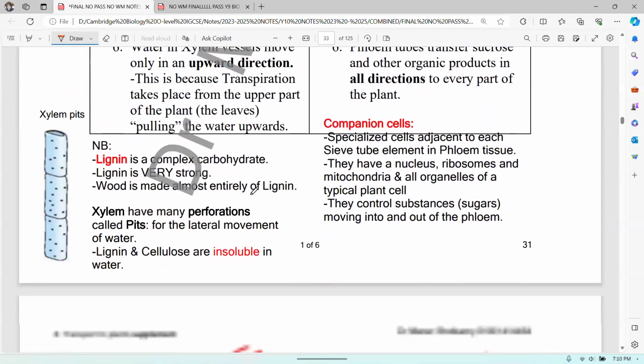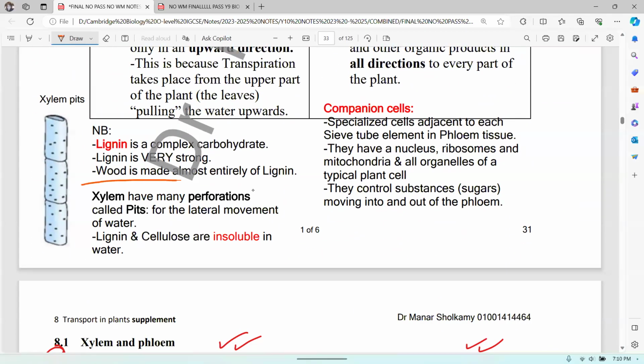Yes. Okay. I think I said this today. The xylem has small pits, because the xylem is impermeable to water. They have holes here called pits, which help in the lateral movement of water. That's it. If you have any questions, ask me.